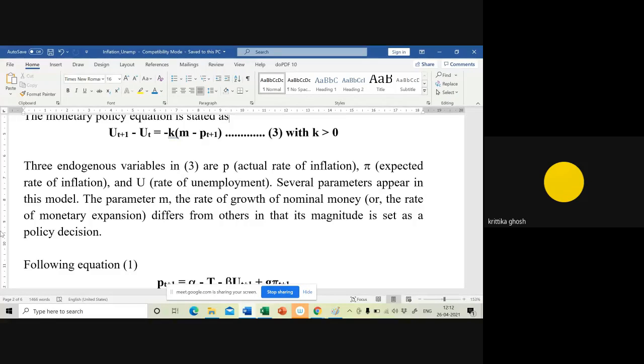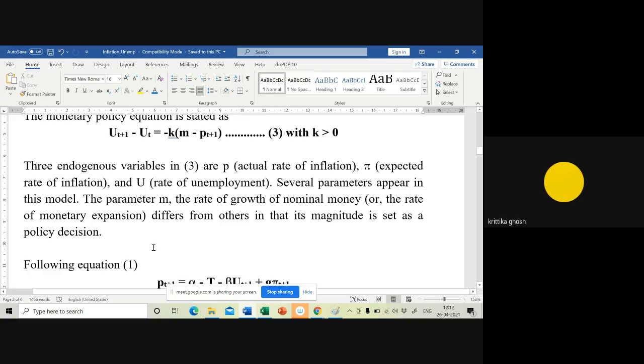Ma'am, here M is the, is it a stock variable or a flow variable? Is it the current money supply in the economy, or is it the rate of growth of this expansion, like the monetary expansion, like it's mentioned here? Nominal money. Look at this. This is the rate of growth of nominal money or the rate of monetary expansion.